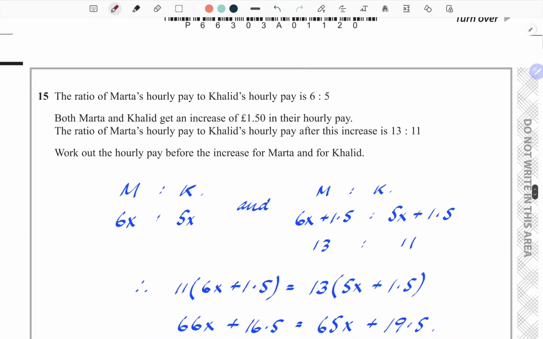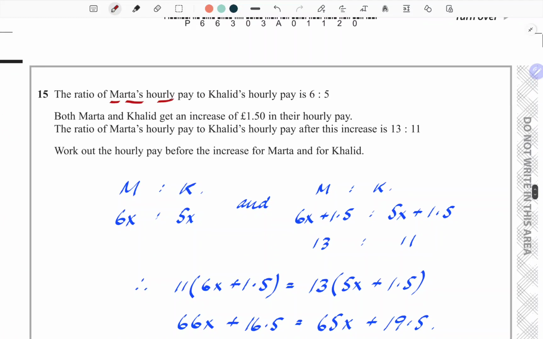Number 15, the ratio of Marta's hourly pay to Khalid's hourly pay is 6 to 5. Then they get an increase. Both of them get an increase of £1.50 extra per hour each. After the increase, the ratio becomes 13 to 11. It changes from 6 to 5 to 13 to 11. And they want us to work out the actual hourly pay before the increase. That's the important bit.